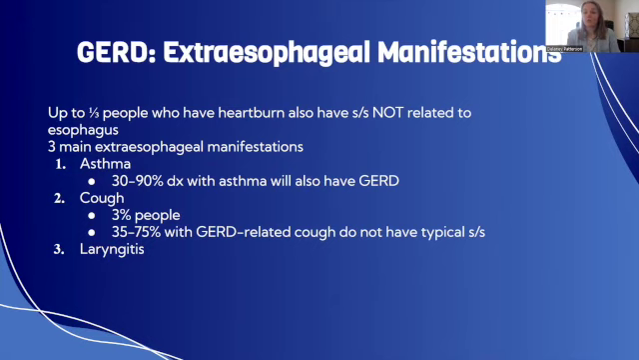About 1/3 of individuals who have heartburn-related GERD will present with other signs and symptoms not related to the esophagus. There are 3 common extraesophageal manifestations, which are asthma, coughing, and laryngitis. Asthma is thought to occur from GERD from the macro aspirations of the reflux material going up and down the esophagus. Individuals with a cough may present with signs and symptoms not associated with GERD, which may make it difficult to diagnose.